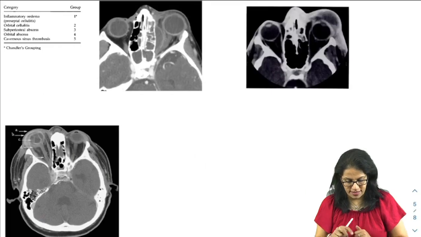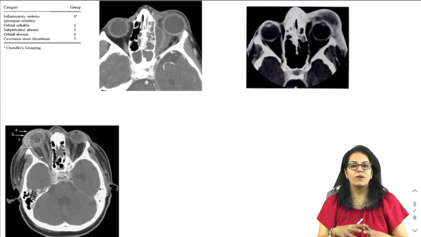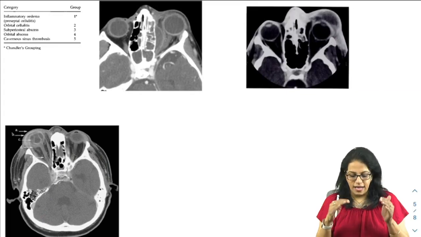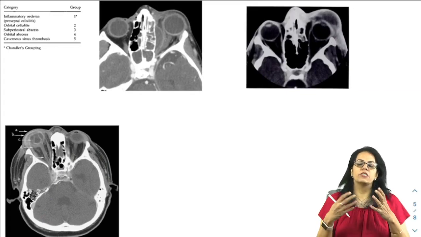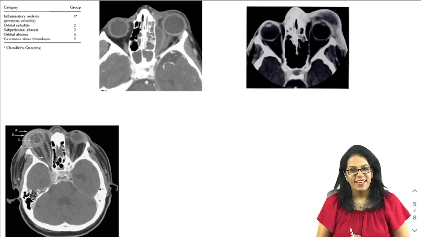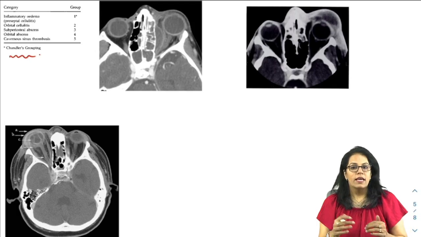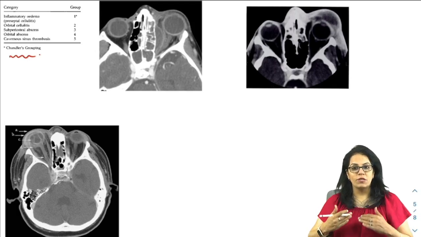Come to the next one. I think this was a very recent question and there was a lot of debate around it. I haven't put the question here. It was about a patient having proptosis and fever. What is the diagnosis? The image was given to you. Let us understand this according to Chandler's grouping. What is preseptal cellulitis and what is orbital?